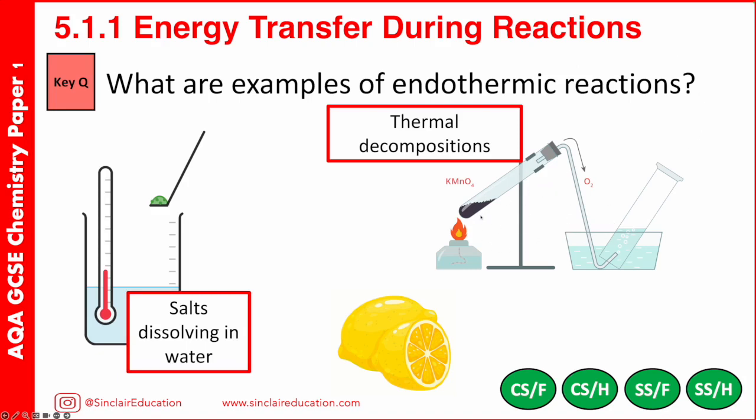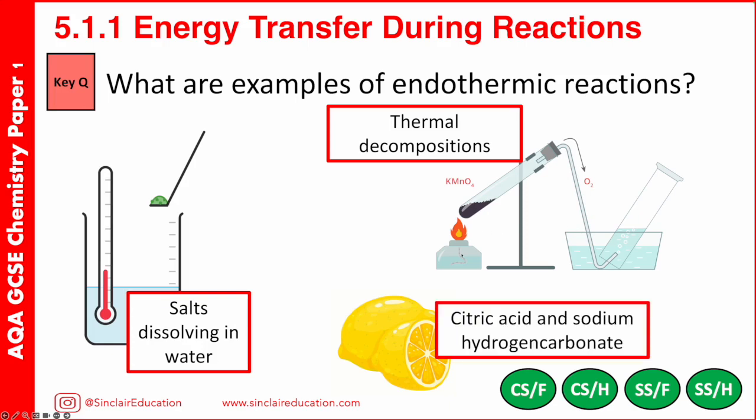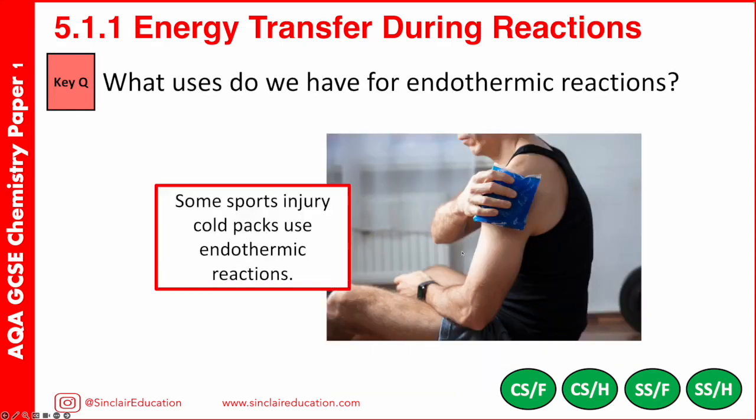Now, here, a typical trait to help us identify thermal decomposition is to look for normally one molecule being heated and breaking down to form a couple of different molecules. And also the reaction between citric acid and sodium hydrogen carbonate is another example. For endothermic reactions, again, it's more important to just be aware in case they throw a bit of an odd context at you. We do use these in sports injury cold packs as well.